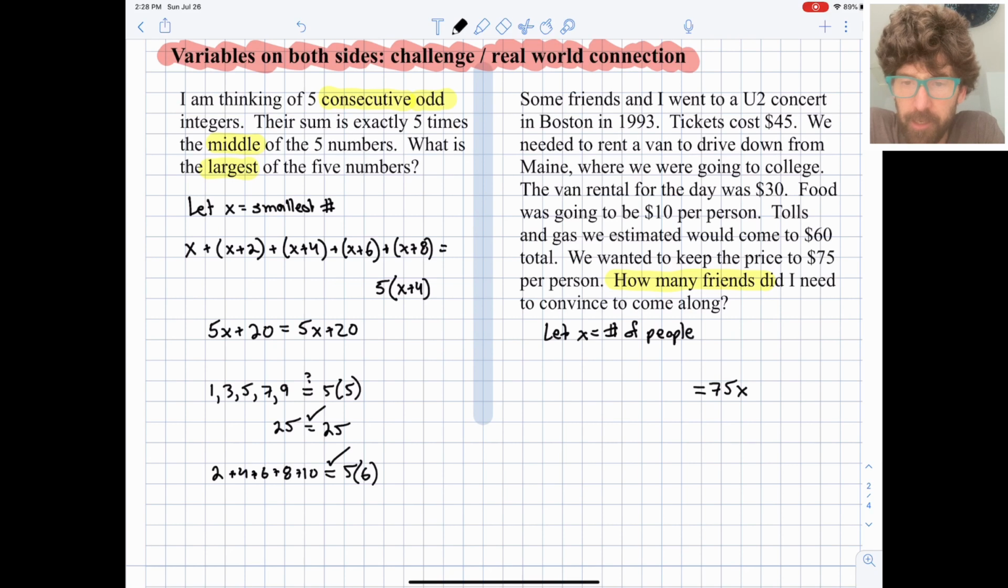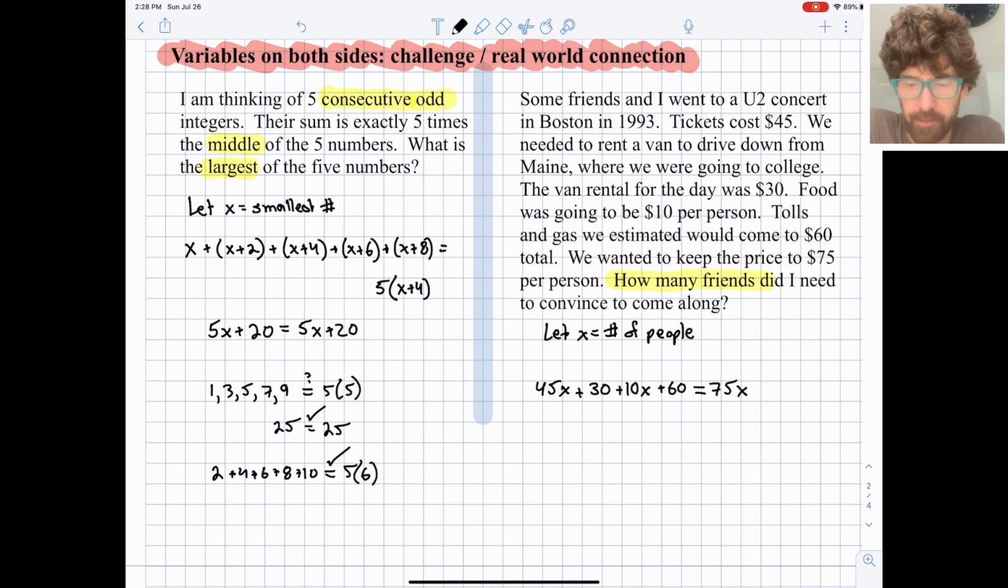Okay. And what do we have to include? We have $45 per person per ticket. The van rental, that's just a flat fee, not a per person fee. Food is going to be 10 per person. And tolls and gas were 60 total, so another flat fee. Okay, so it looks like we have our equation set up.